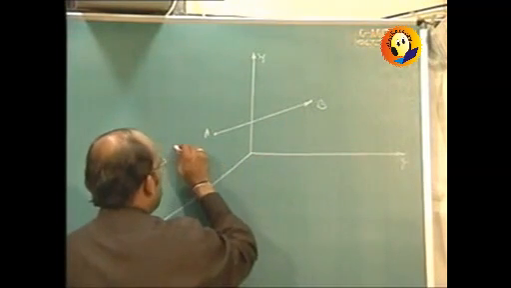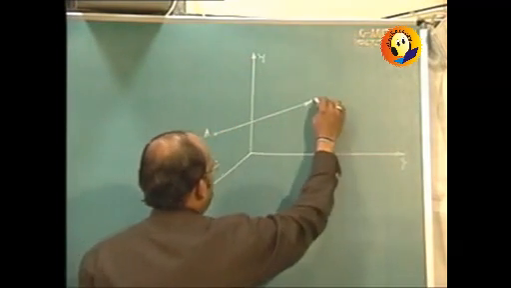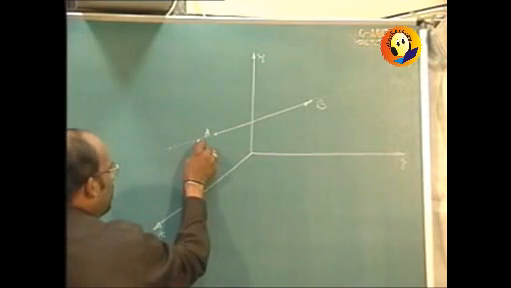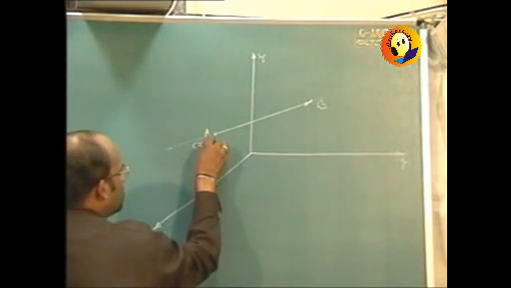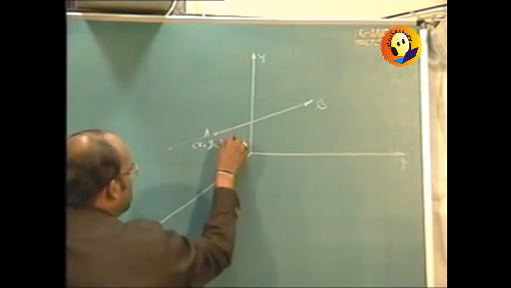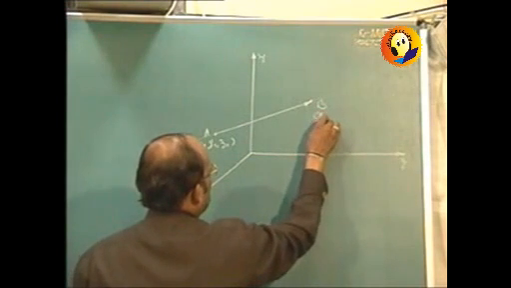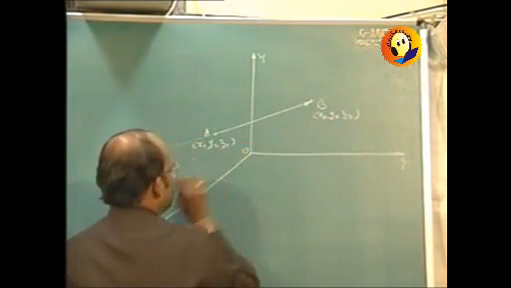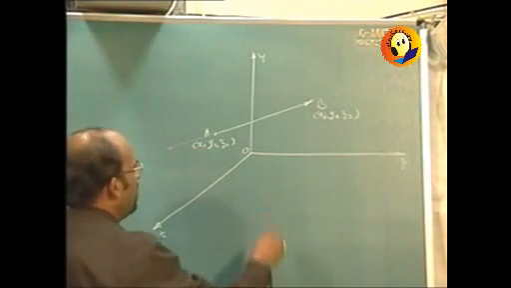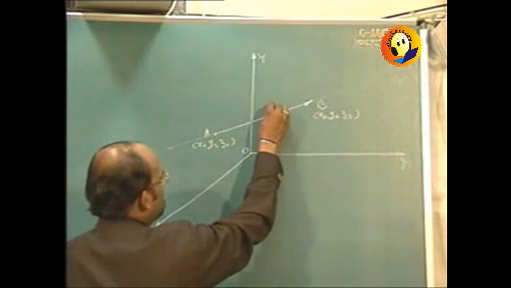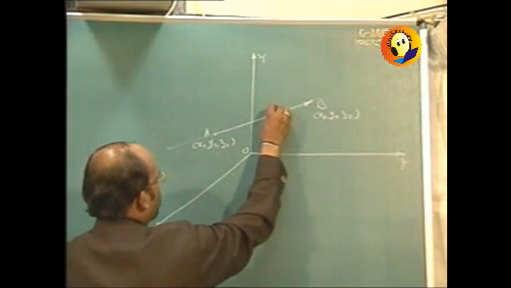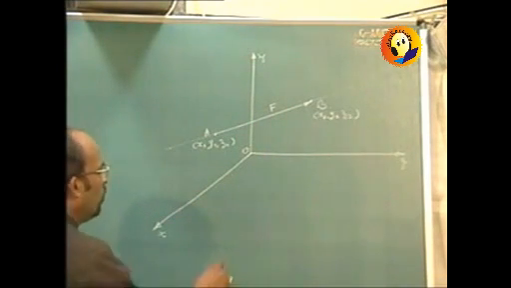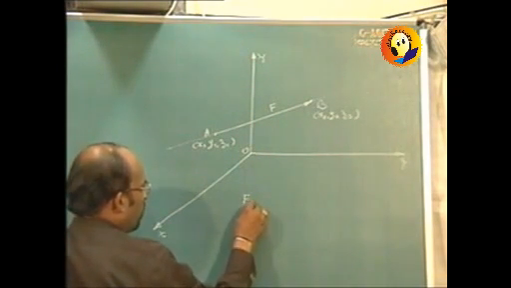So force AB bar is acting along line AB, and if the coordinates of point A are x1, y1, z1, and that of point B are x2, y2, z2, this is the origin, and the magnitude of the force is say F, then force AB is to be found out.